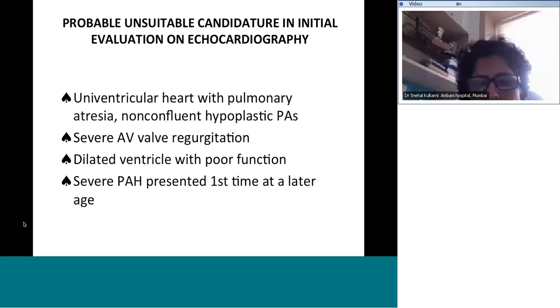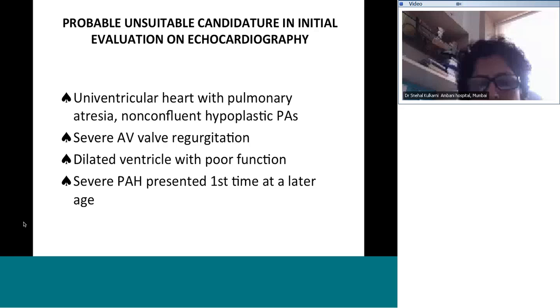If you have a univentricular heart with pulmonary atresia, non-confluent and very hypoplastic branch pulmonary arteries, you need to see them in the beginning itself whether they are really suitable for a Fontan completion. If you have a single AV valve and severe AV valve regurgitation, we know that this will lead to progressive ventricular dilatation, dysfunction, raised LVEDP over a period of time.